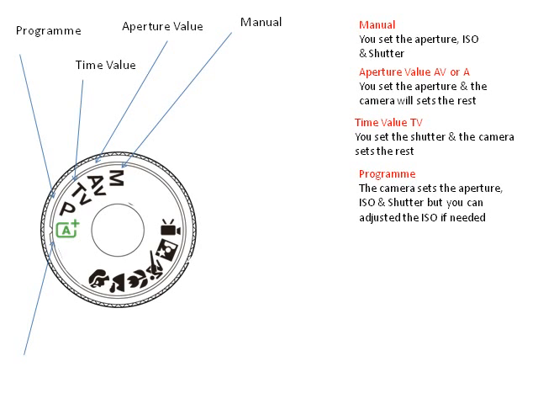Moving on to the green square, some of you just have a green square, some of you have just a green A, some of you have both. And basically it's auto, and it's fully auto. So the camera will set your ISO, your shutter, and your aperture.